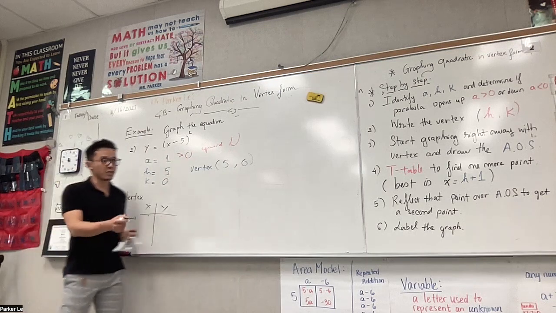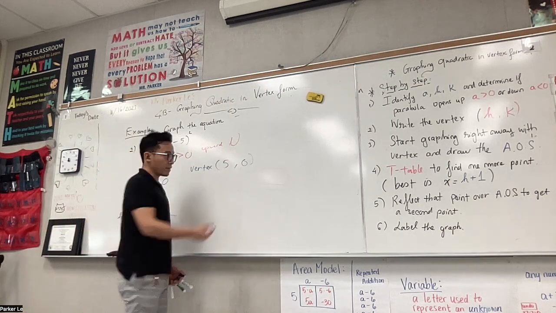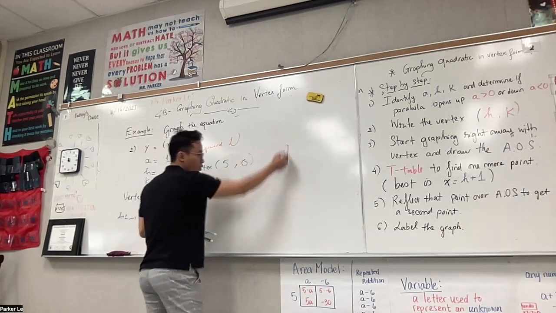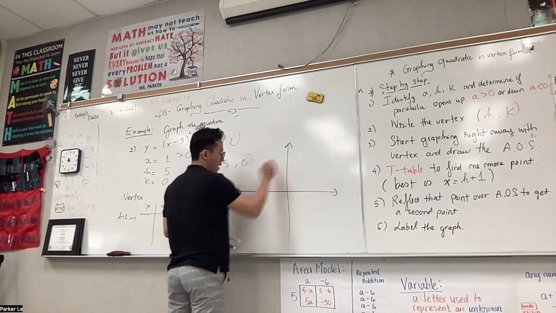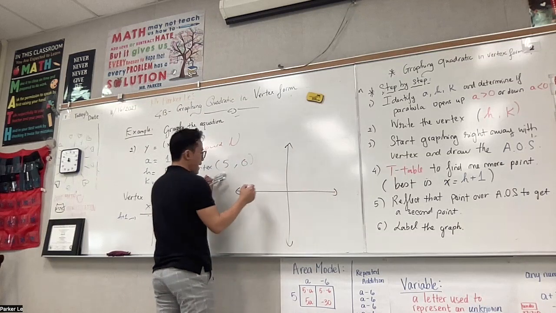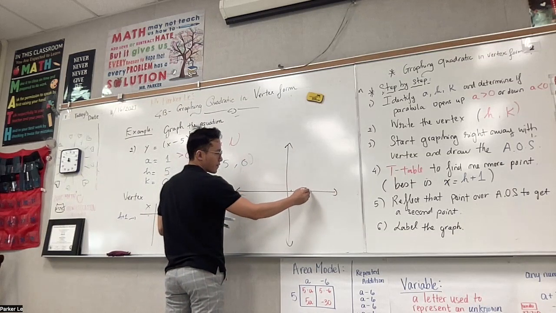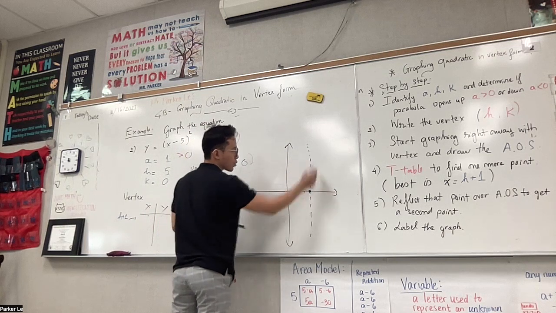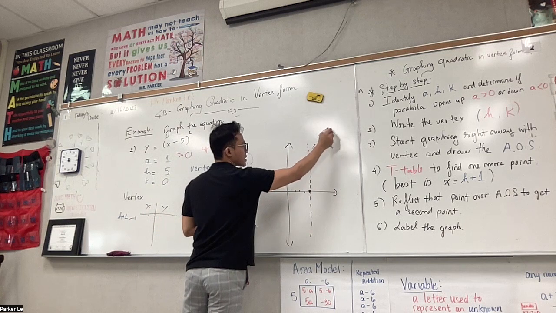As long as you know the vertex, you can start graphing right away. Okay. 5, 0. 1, 2, 3, 4, 5. 5, 0 is right there. Again, draw the AOS as well. This is the AOS, the axis of symmetry.